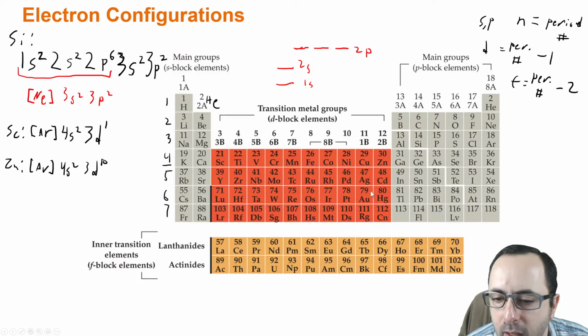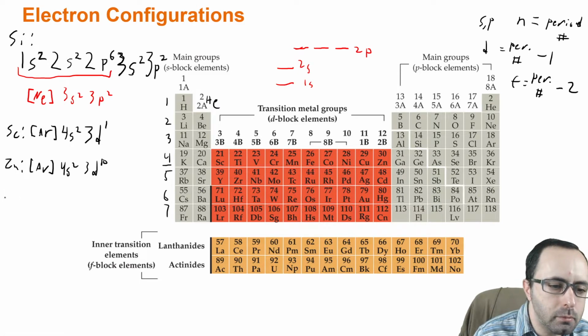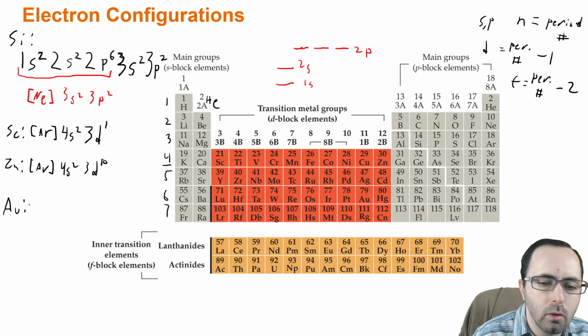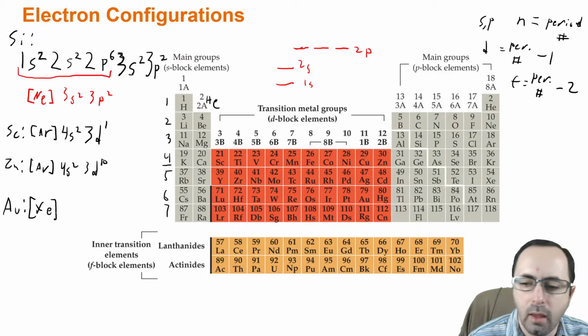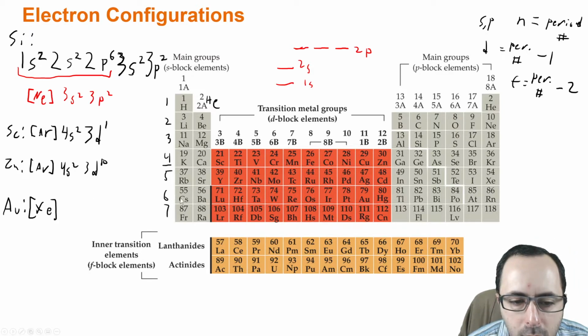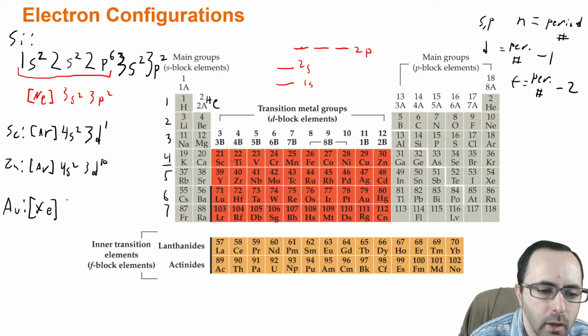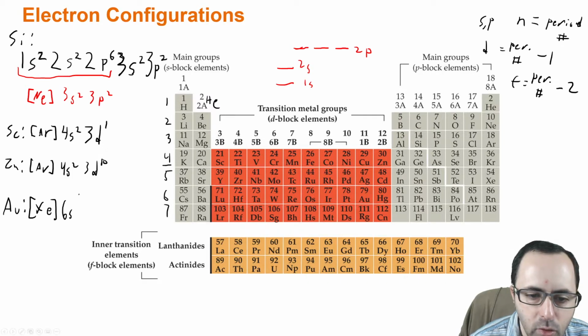So let's go for gold right here. Let's write the electron configuration for gold. Again, we'll go up to the row above and write its noble gas, which is xenon, and put that in brackets. So we'll do bracket xenon. Then we're on the 6th row, and we're going to start by filling in s electrons. So this will be 6s, and it's 2 across.